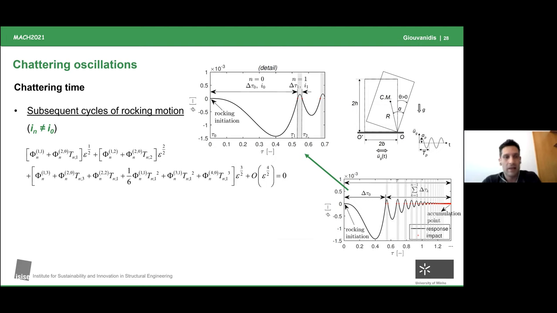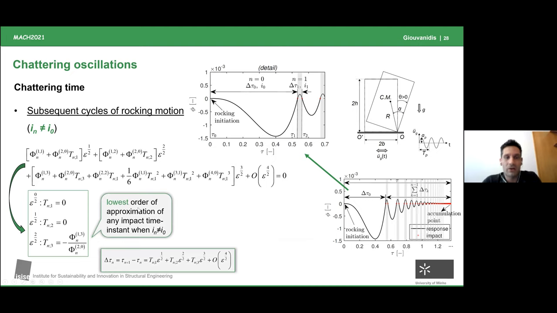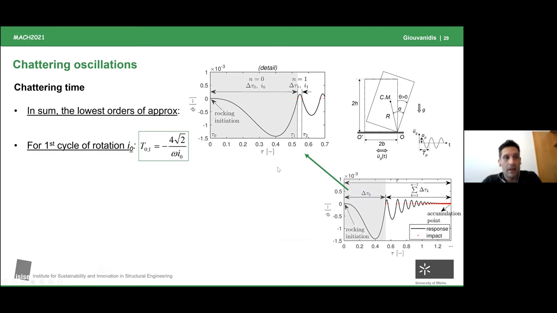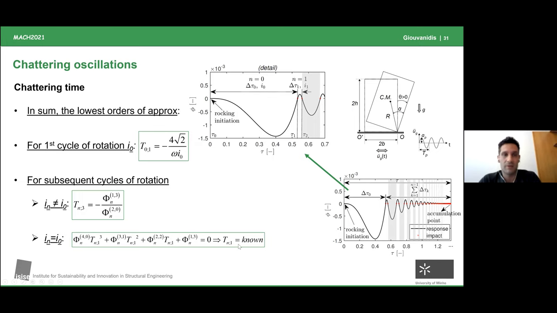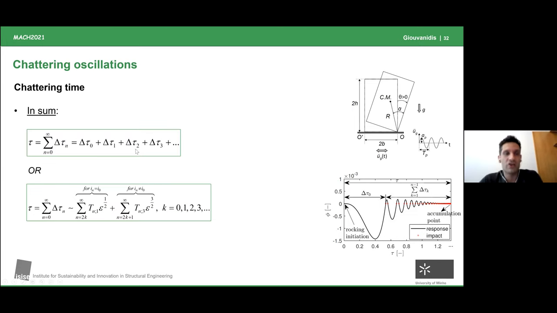I will skip the details. And we end up again with the lowest order of approximation of the time of impacts that correspond to positive rocking rotations, of course. In sum, for all orders, for the lowest order of approximation, for this first cycle of rotation, I show to you analytically how much is the lowest order of approximation. For the next positive rotations, we have the lowest order of approximation. And for the negative rotations, again, the same thing. And the only thing that we can do is just substitute either in this or in that. These are equivalent expressions to estimate the chattering time.